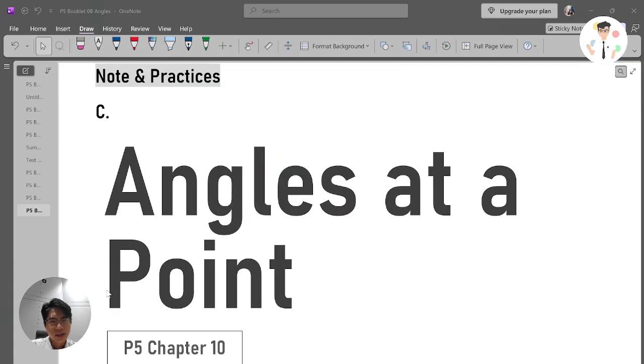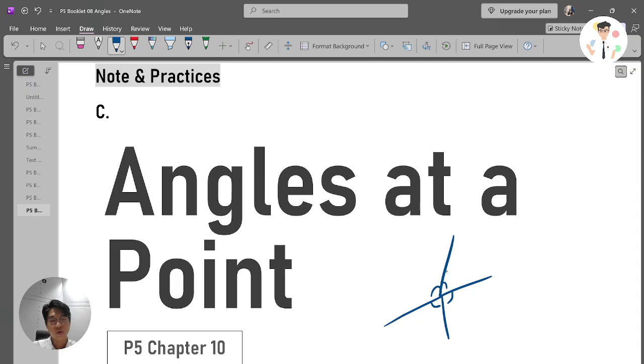Welcome back to digital class, and now we're looking at one of the very important topics from this P5 chapter 10, and this is called angles at a point. The first thing you should understand is angles at a point means that you have a point here and there are different lines around you. Then you need to find out the angles around this point. So that's the topic that we are learning, angles at a point.